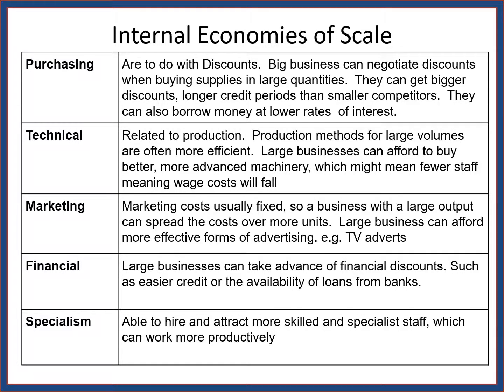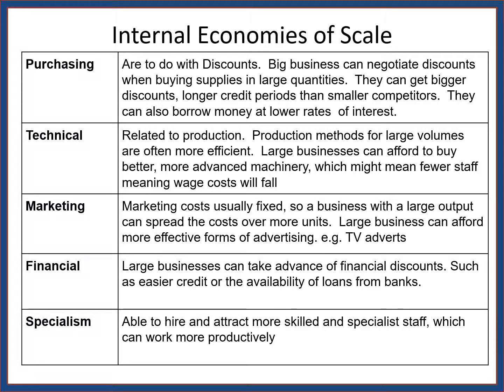Then you've got technical, which is related to production. Production methods for large volumes are often more efficient. Large businesses can afford to buy better, more advanced machinery, which might mean fewer staff, meaning wage costs will fall. Again, here we could see companies going more automated, which is a one-off fixed cost, and then of course their variable costs or their wage factor can fall. And don't forget that wages and salaries tend to be the biggest expense in a business.